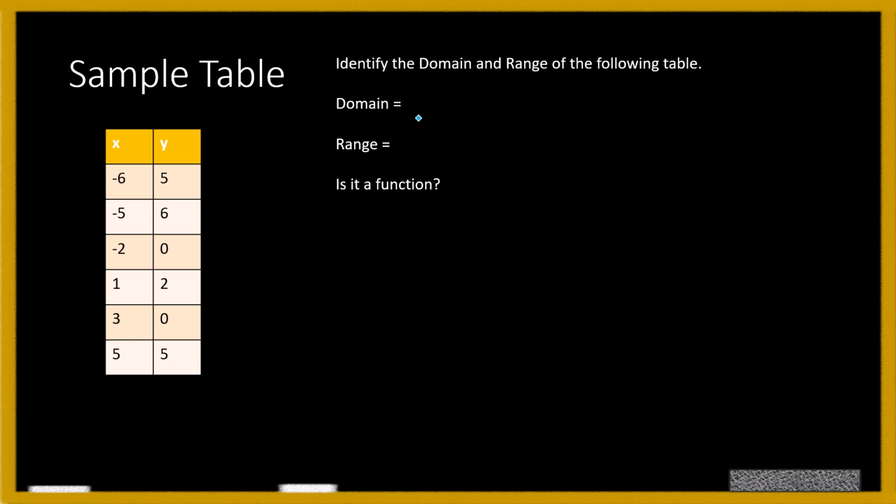So the domain, we simply need to list all of the x values that we see in the x column. We'll put that in set notation. So we'll say -6, then -5, comma followed by -2, 1, 3, and 5.